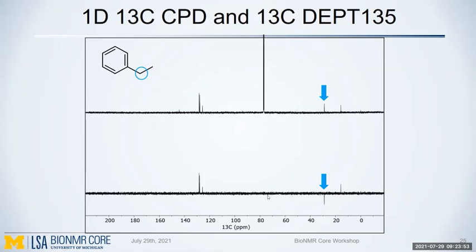In this kind of spectrum, all the CH and CH3 groups will be positive, and the CH2 groups will be negative. Indicated by the arrow here is the CH2 group, the methylene carbon in this ethylbenzene molecule. As you see, this peak is negative in this DEPT 135 experiment. So this kind of experiment will be helpful to group your carbon-13 nuclei into different types: CH and CH3 in one group, and CH2 in the other.